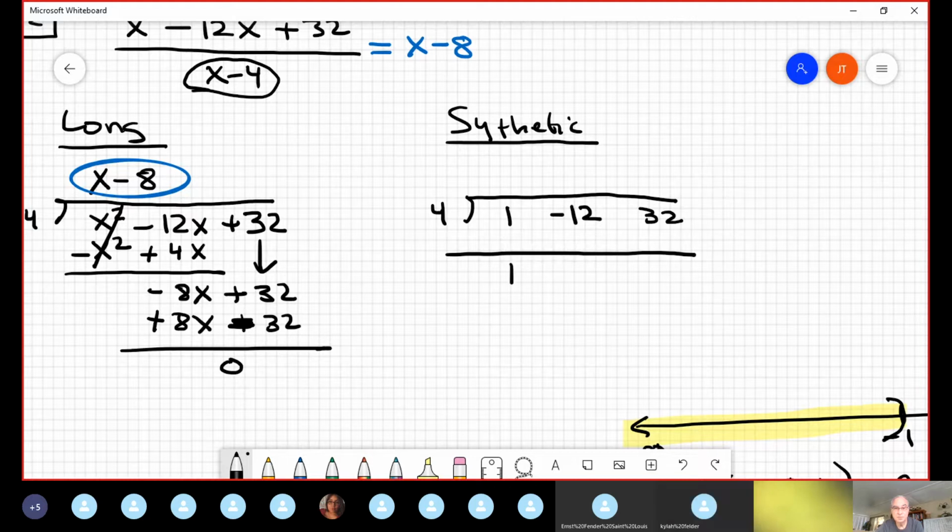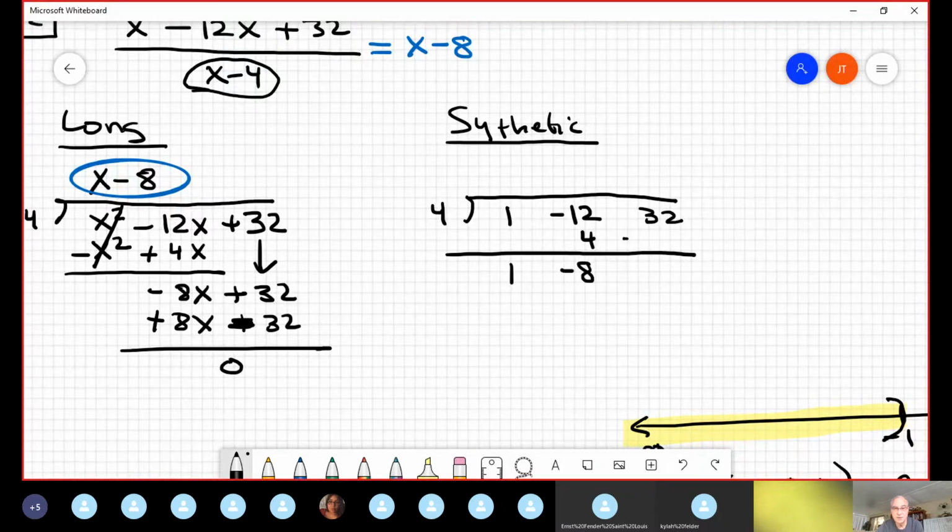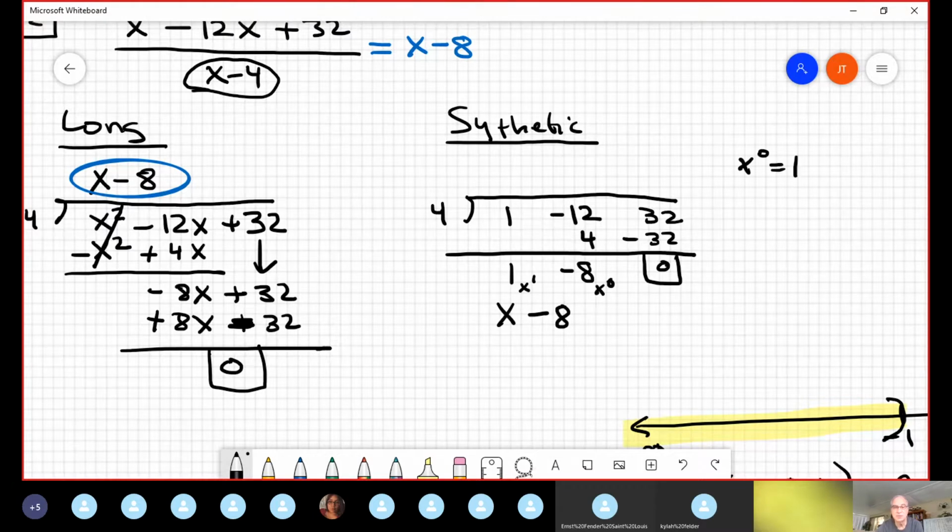Bring down 1, multiplication 1 times 4 is 4. Combine, the right term here is negative 8. Negative 8 times 4 is negative 32. The remainder is 0 again. This 0 is exactly the same as this 0. And the answer is x minus 8. Because in my mind, I suppose that this guy is x to the 1. This is x to the 0. Okay? X to the 0, you know, is equal to 1, is invisible. And exponent 1 is also invisible. And this is the answer. Super easy.